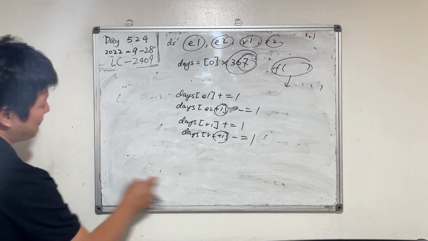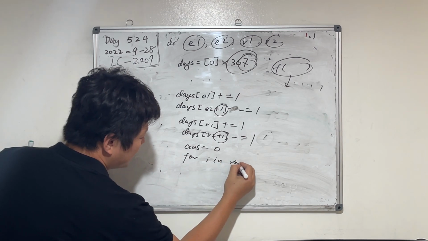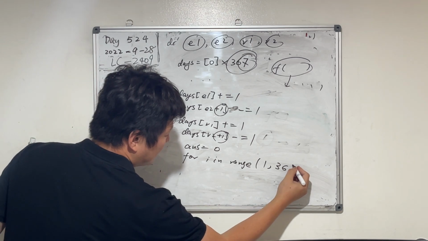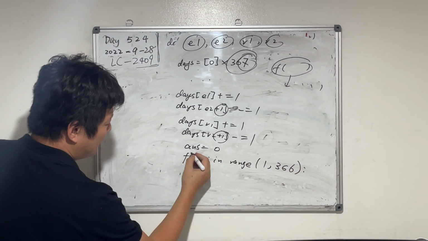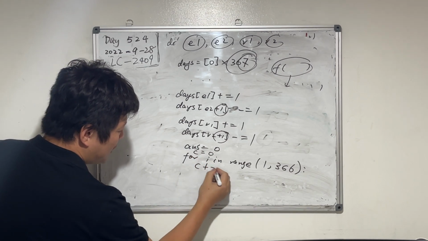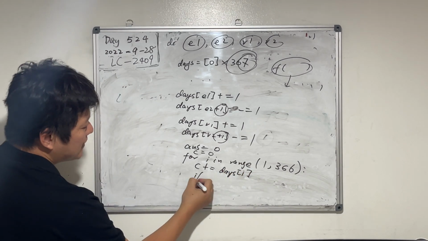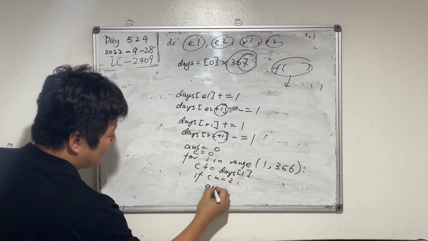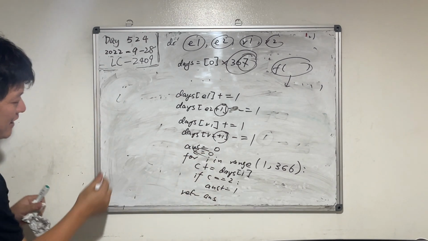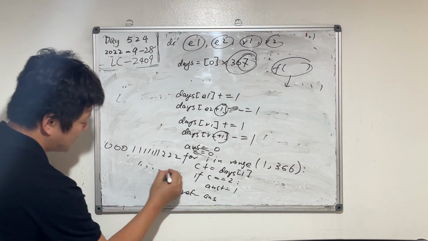Okay. And now we just have to do this, right? Answer equals 0. And then for i in range, we start from the first day to 366, then there's a counter, c equals 0. c plus equals days[i], right? If c equals 2, then answer plus equals 1. Return answer. This is the counter. That's what we're saying, like 0, 0, 0, 0, 1, 1, 1, 1, 1, 1, 1, 2, 2, 2, 2, 1, 1, 1, 1, 0, yeah?